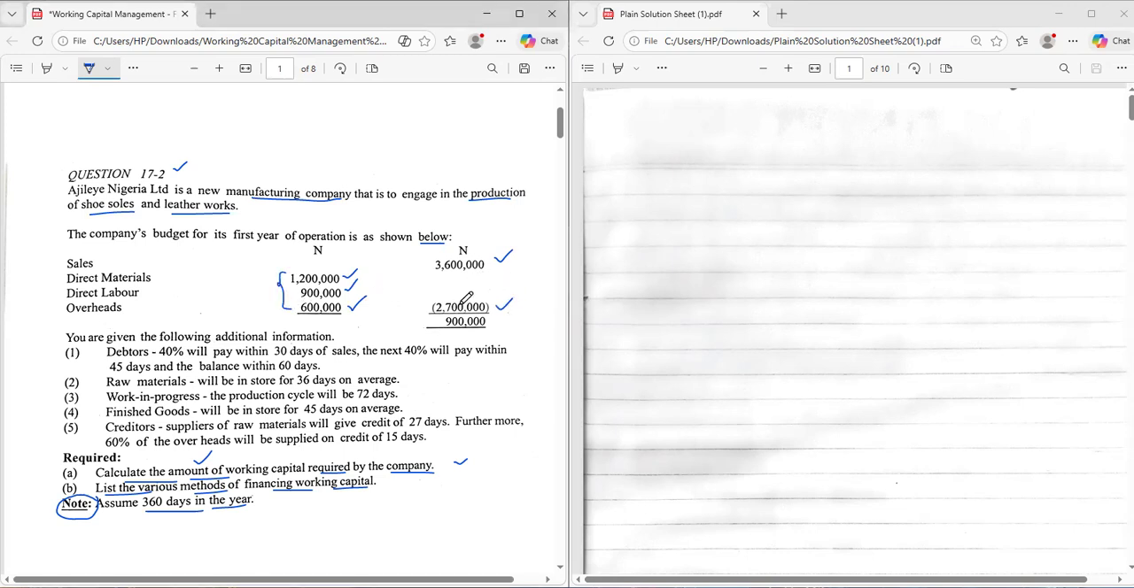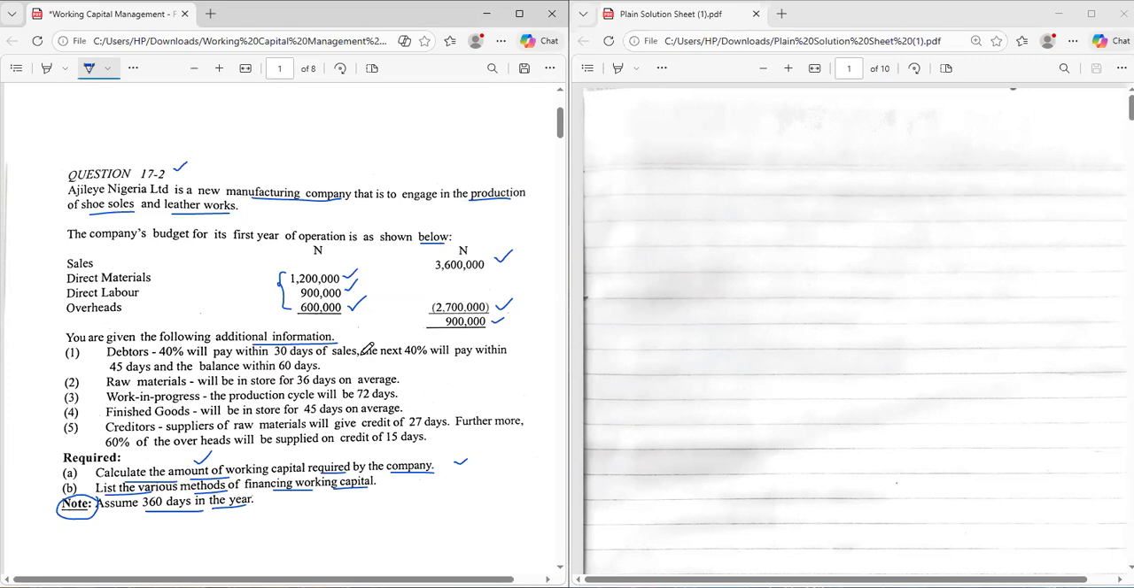And that means 2.7 million taken out from 3.6 million. It means that they're going to make a gross profit or a contribution of, let's say, 900,000, as the case may be. Now, you are given the following additional information. This is where the whole game changes. Please, I want you to pay attention here. You need special attention to understand this. They are very, very simple.